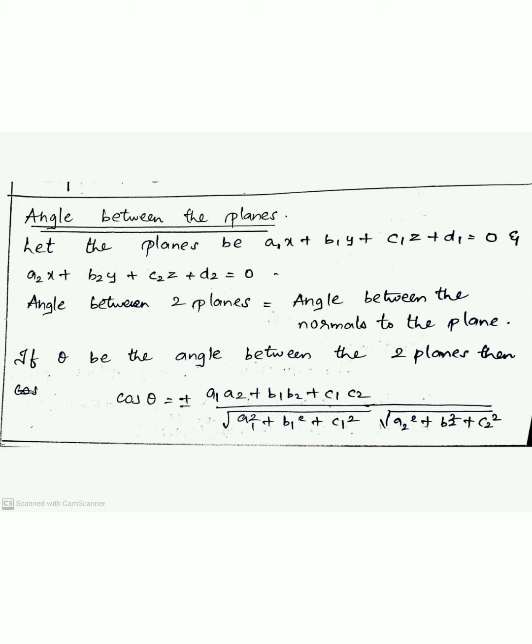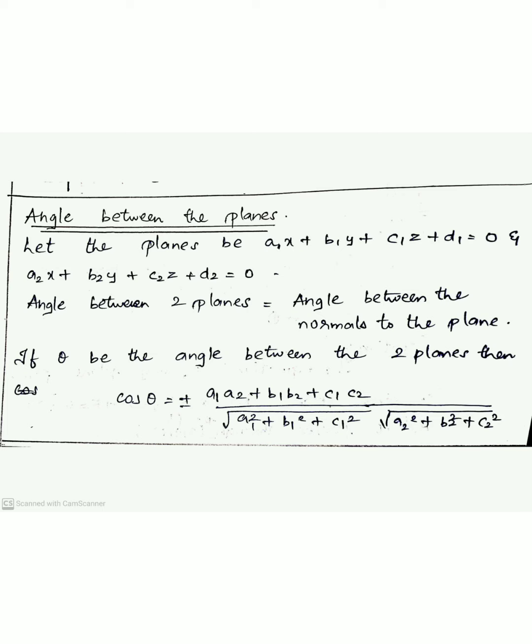Next we see the angle between the planes. Let us consider the planes a1x + b1y + c1z + d1 = 0 and a2x + b2y + c2z + d2 = 0. Angle between two planes is equal to the angle between the normals to the planes. What are the normals here? Here (a1, b1, c1) and (a2, b2, c2) are the normals of the given planes.